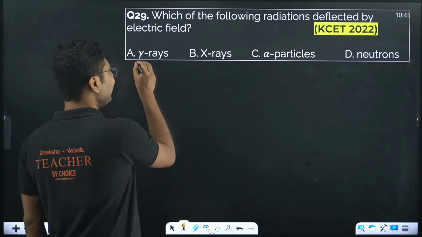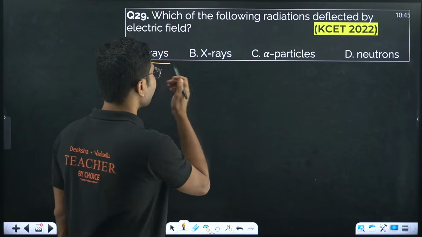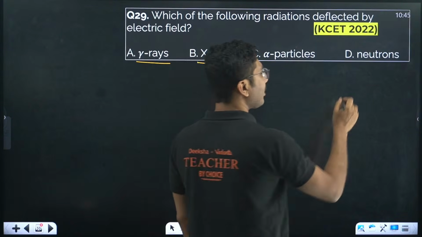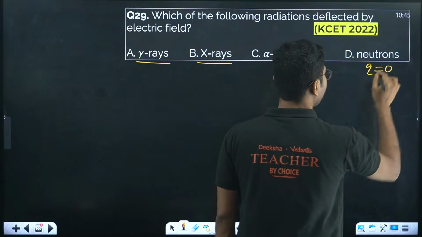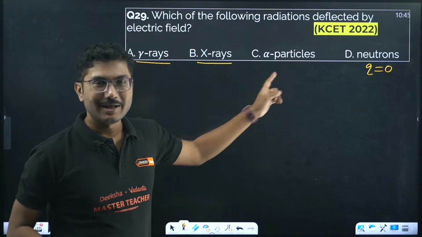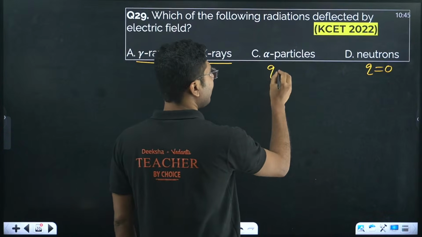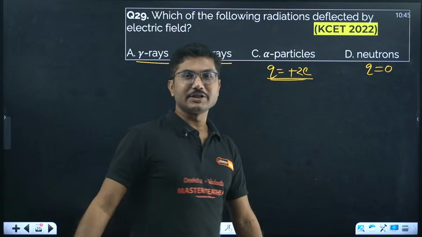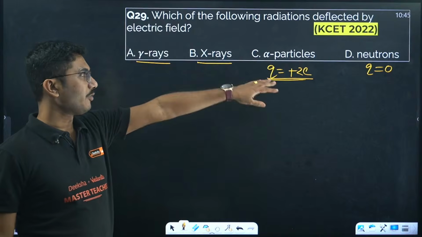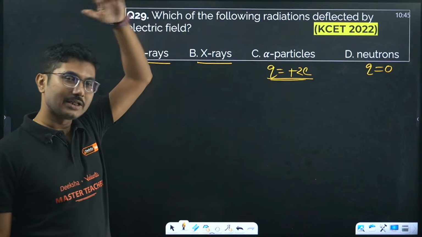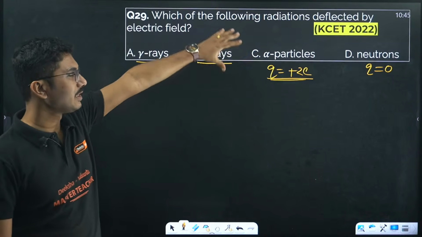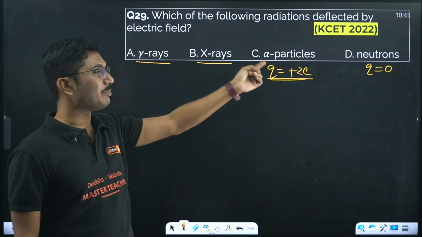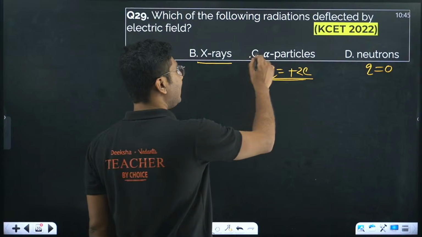Gamma ray is an electromagnetic radiation. X-ray is another electromagnetic radiation. Neutron charge is 0. But alpha particles have a charge of +2 electron. Alpha particle is a doubly charged helium nucleus. So that means they can be deflected by electric field.